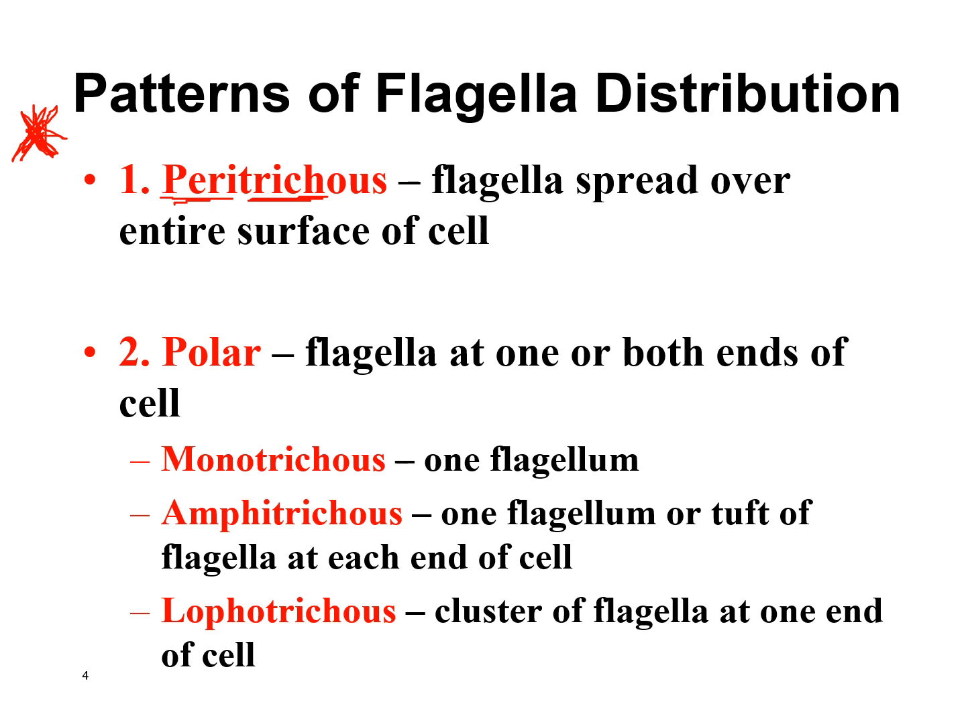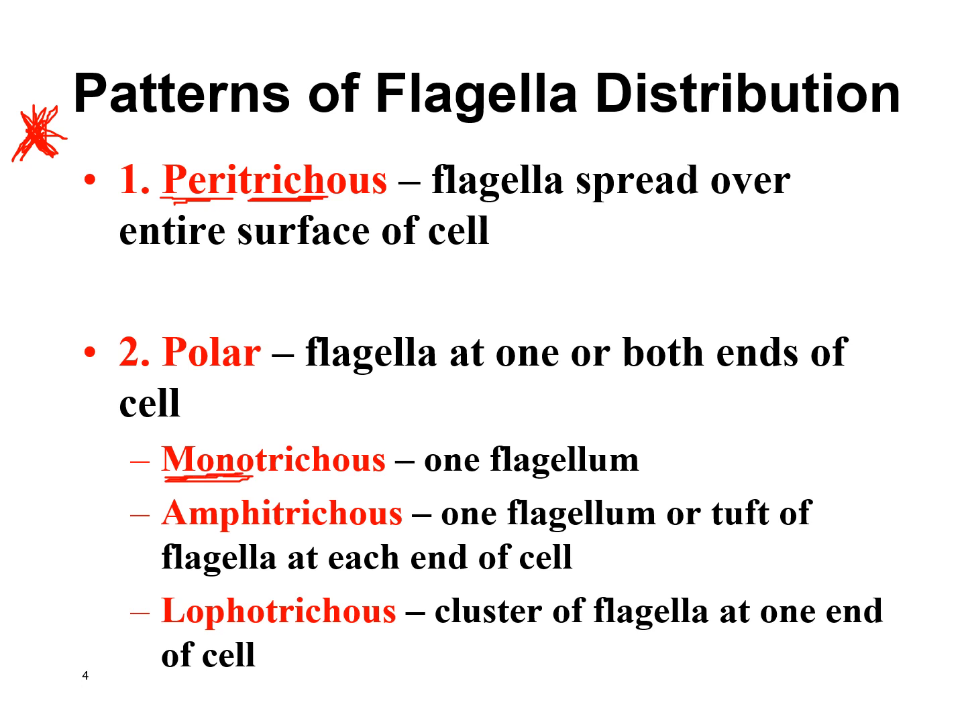And then the polar flagellar distribution pattern just means that there's flagella either at one end or both ends of the bacterial cell. And then there's some subcategories of polar, so they can be polar and monotrichous. Mono meaning one, so they just have one flagellum at one end of the bacterial cell.